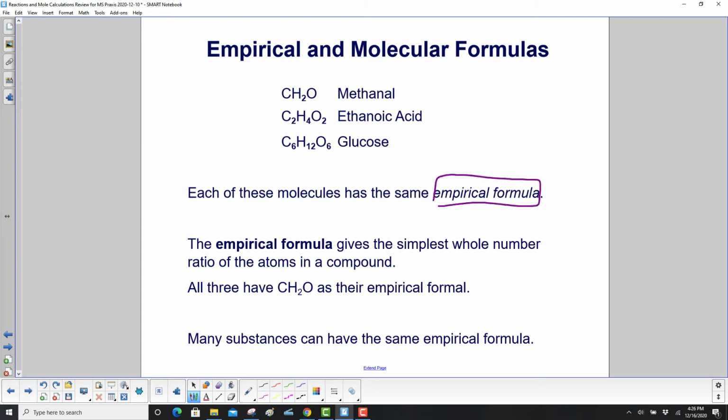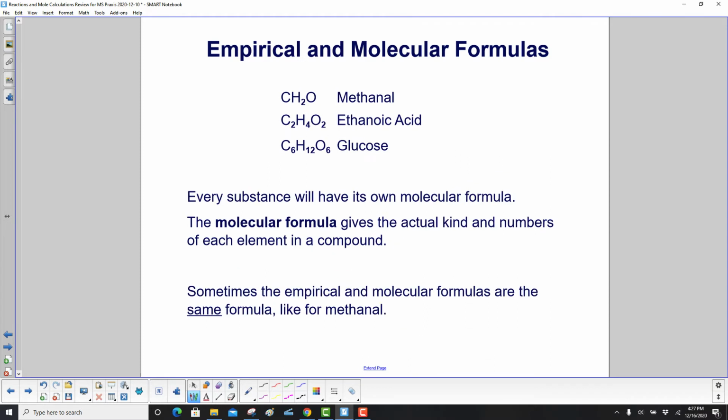The empirical formula gives the simplest whole number ratio of the atoms in a compound. All three of them have CH2O as their empirical formula. Many substances can have the same empirical formula. Every substance will have its own molecular formula. The molecular formula gives the actual kind and numbers of each element in a compound.